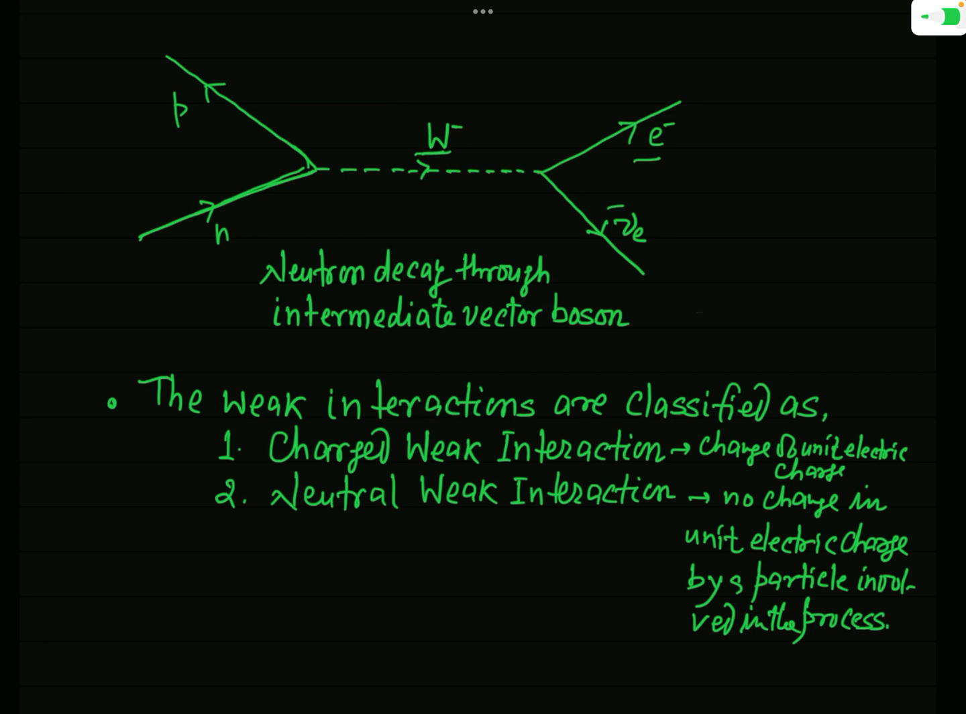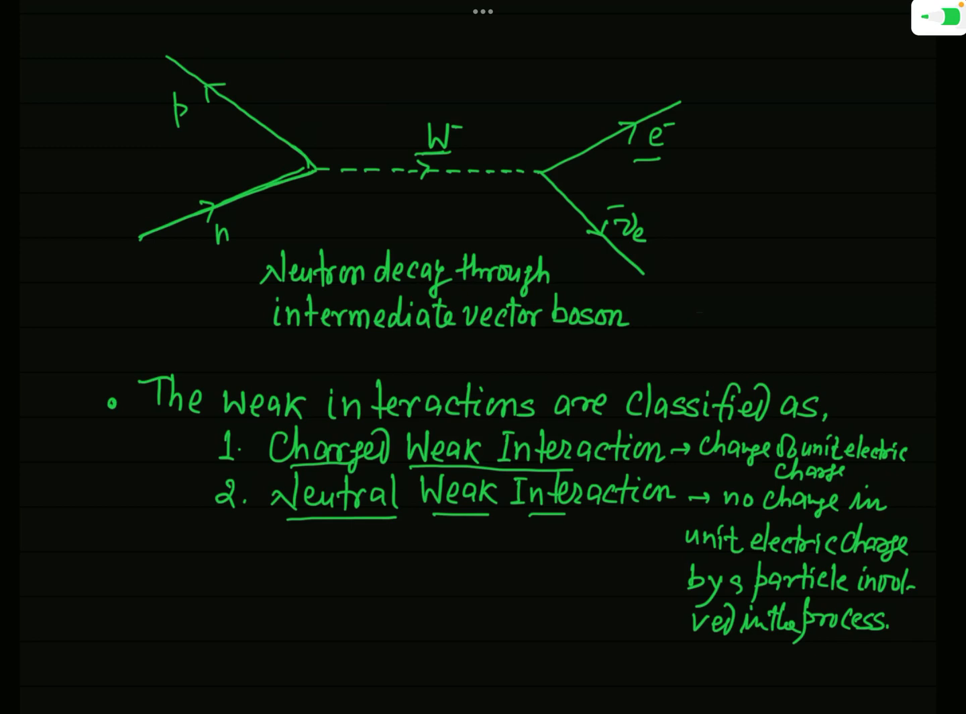Now, this weak interaction is broadly classified into two classes. The first one is called charged weak interaction, and the second is known as neutral weak interaction. When you say charged weak interaction, in such a type of weak interaction there is a change of electric charge. But when you say neutral weak interaction, it means there will be no change in unit electric charge of a particle involved in this process.